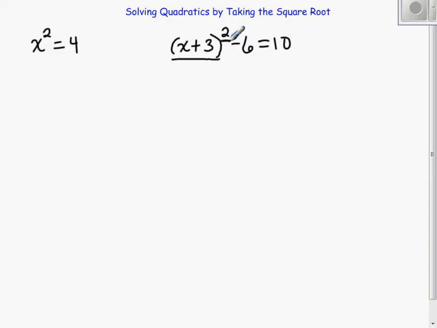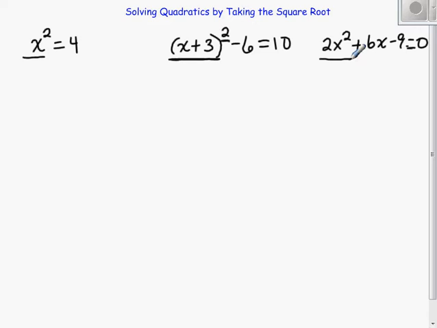Quadratics can also be written like 2x squared plus 6x minus 9 equals 0. This is another example of a quadratic equation. Different forms, but the key is that in each of these separate equations we have an x squared, making it a second degree or quadratic equation.